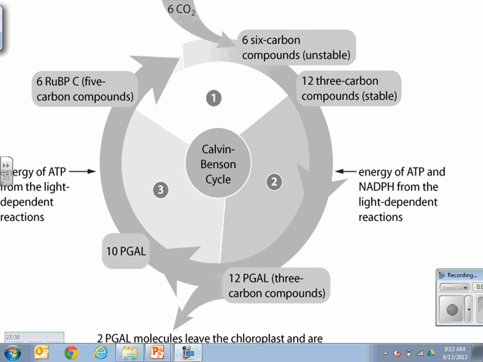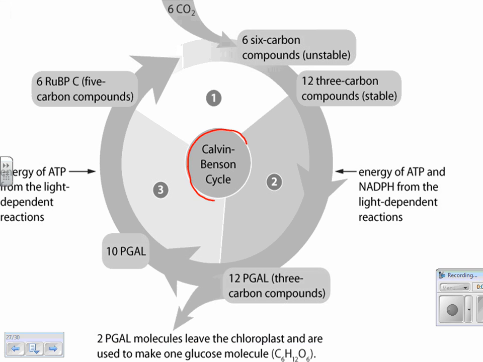All right, so the Calvin-Benson cycle, also known as the Calvin cycle or the light independent reaction, sometimes just called the dark reaction. This is where the carbon dioxide for photosynthesis comes in. So the water is used for the light dependent reactions. The carbon dioxide is used for the light independent reactions.